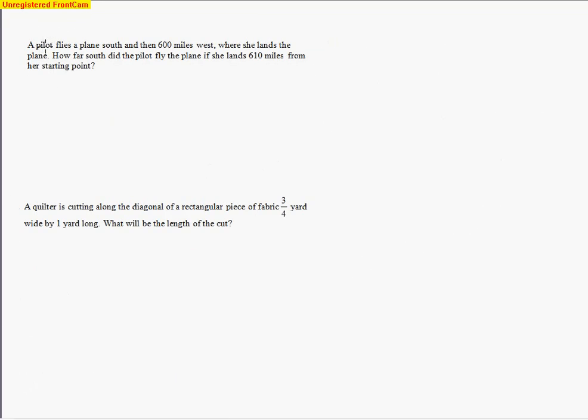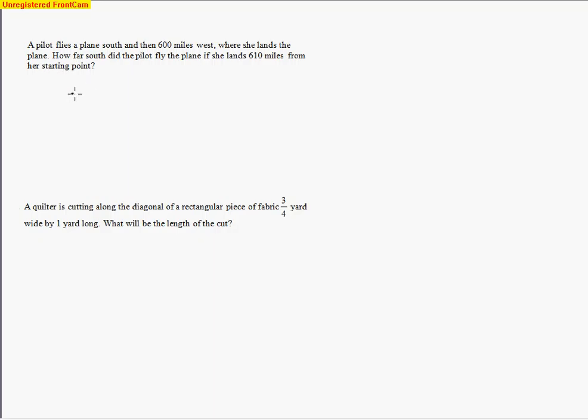It says, a pilot flies a plane south and then west. And so you're always going to see problems where they make right triangles if we're going to use this formula, because it has to make a right triangle in order to use it. So the plane flies south, then west, 600 miles. Where she lands the plane, how far south did the pilot fly the plane if the plane lands 610 miles from the starting point? Okay, so let's start with our starting point here.